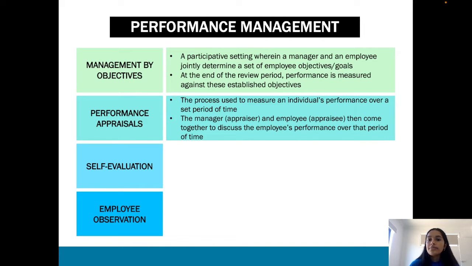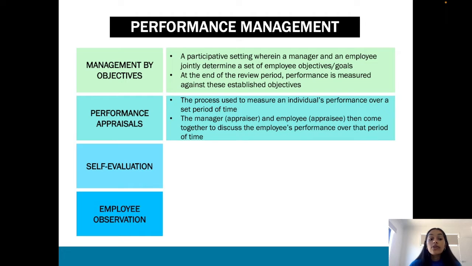So yeah, performance management is literally all about just measuring the performance of employees so that some sort of feedback can be given to employees to ensure that they're working to their best and meeting those business objectives.